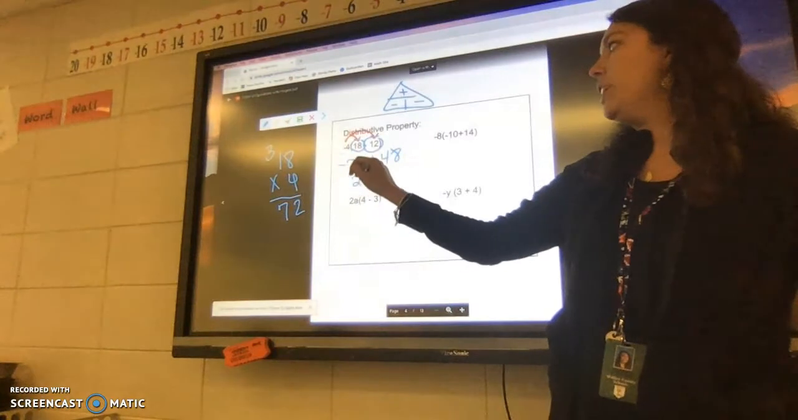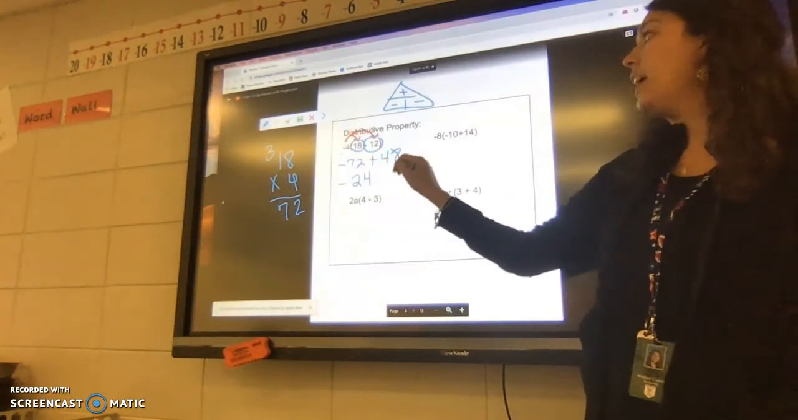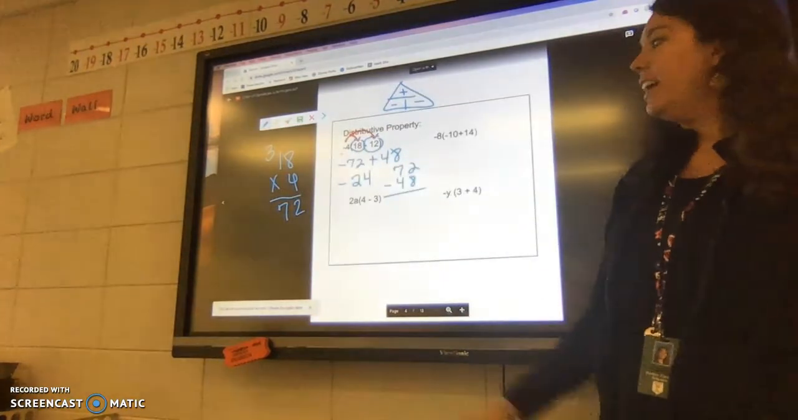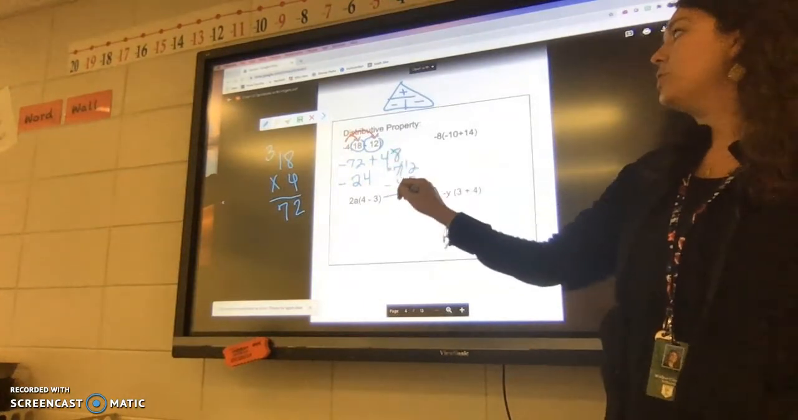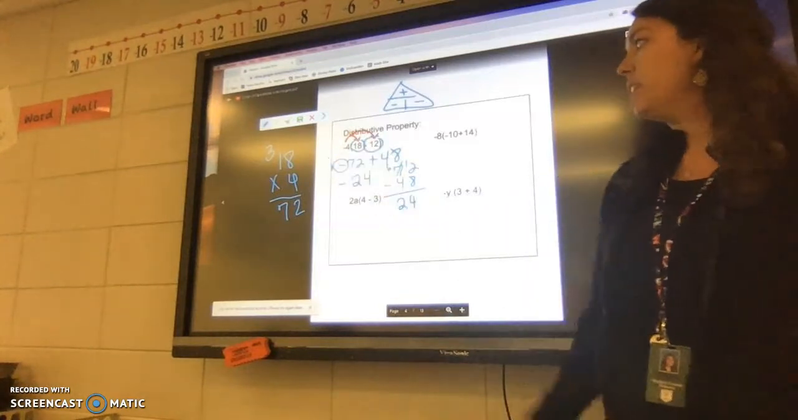It's negative 24. Yeah, because you've got to borrow, guys. You can't just do 2 minus 8. You've got to borrow. That's 12 minus 8, which is 4, and then that's a negative because the bigger number is negative.